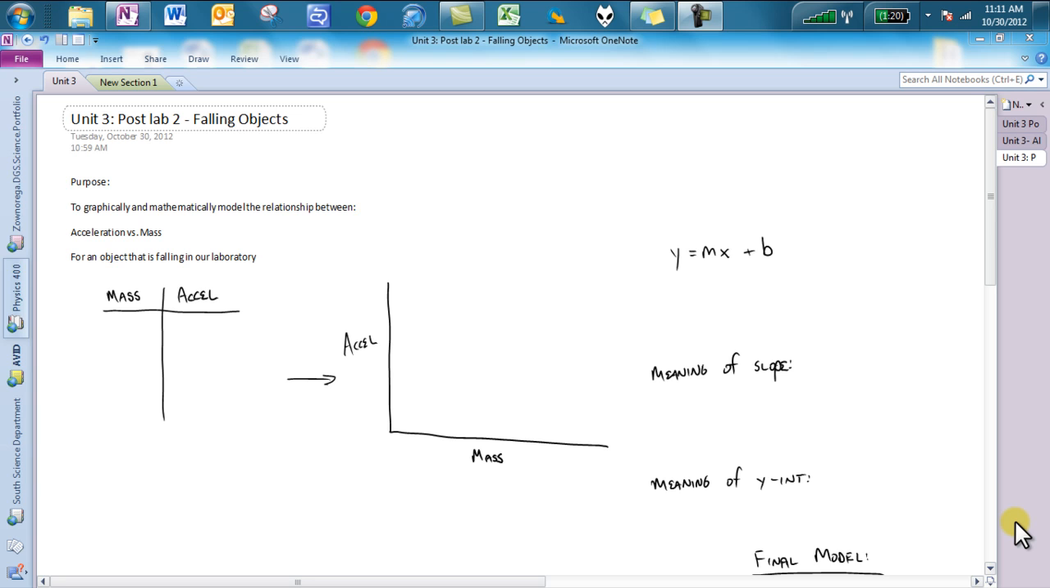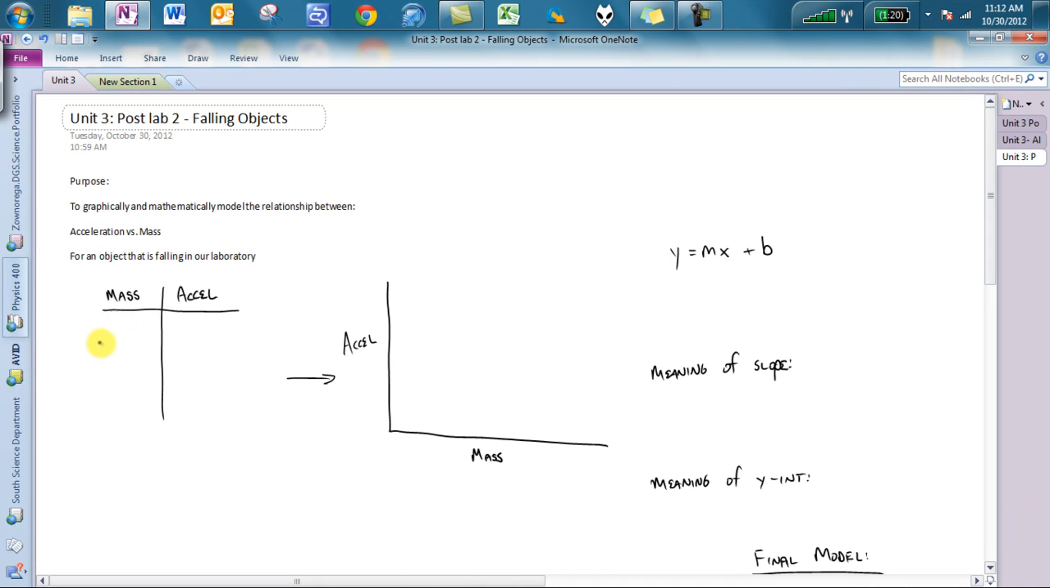In this video, we are going to be looking at the post-lab of our second lab in Unit 3. We were looking at falling objects, and the key idea was that we are graphically and mathematically modeling the relationship between acceleration and mass. So we were dropping objects, and we were recording their acceleration in our laboratory. Your goal was to create a whole bunch of different masses, remember 7 to 10 different masses, and record their different accelerations.